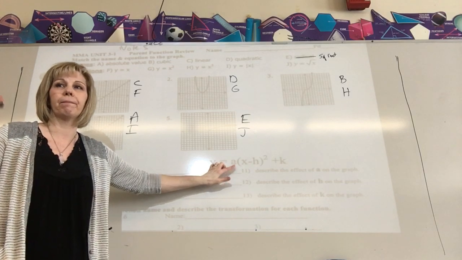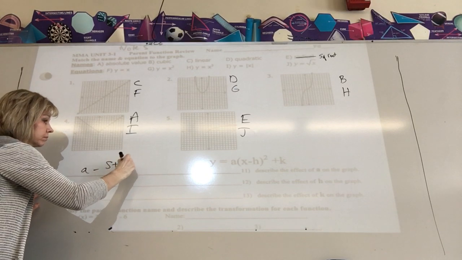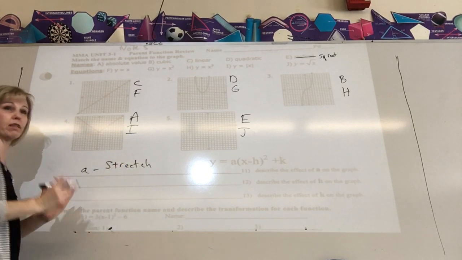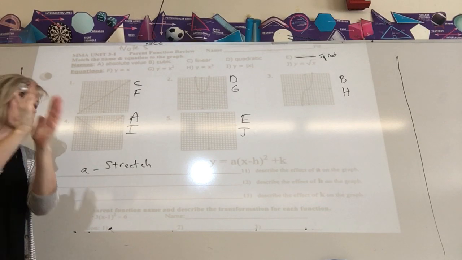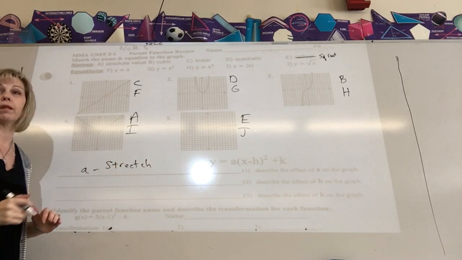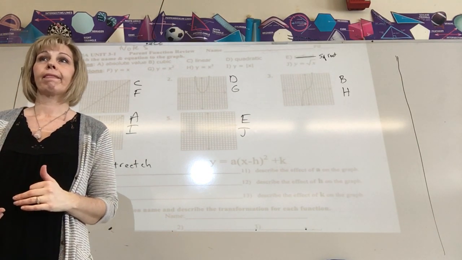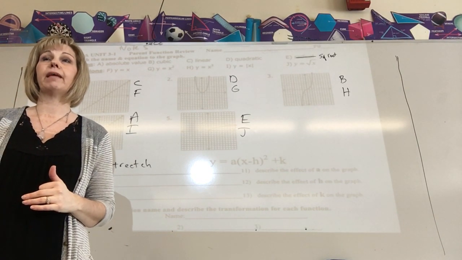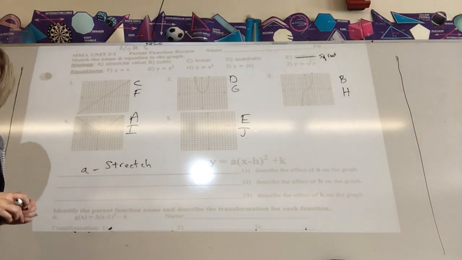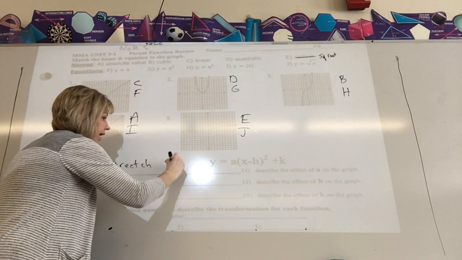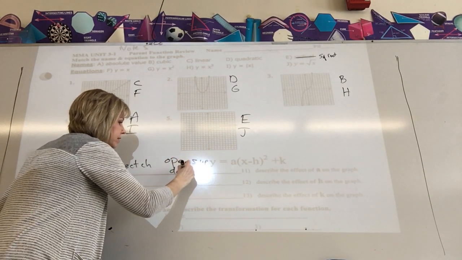Graydon, what's one thing? It was the stretch of the graph. Okay, A is your stretch. It makes it either wide, if it was like a half or a fourth, or narrow if it was 2 or 3. So it's the stretch. What else did A do to the graph? Anyone else remember? Go ahead, Graydon. It determined if the graph was going to open up or down. Okay, if it opens up or if it opens down.